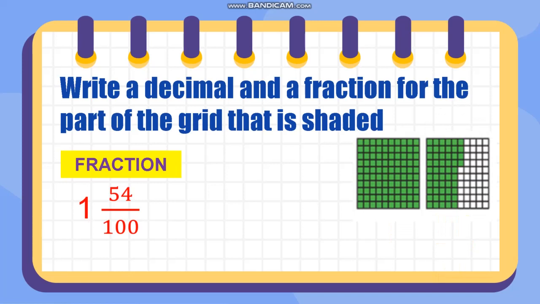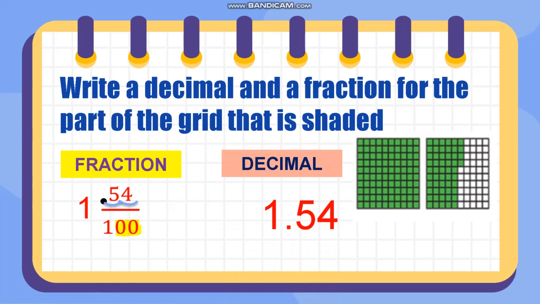Now, how are you going to change it into a decimal? You're going to count the number of zeros in the denominator. You have 2, so you're going to move 2 places to the left. 1, 2. So the decimal point is there. The decimal answer is 1.54 because 54 hundredths means 0.54 and you have the whole number 1, so the final answer is 1 and 54 hundredths. Okay, next.